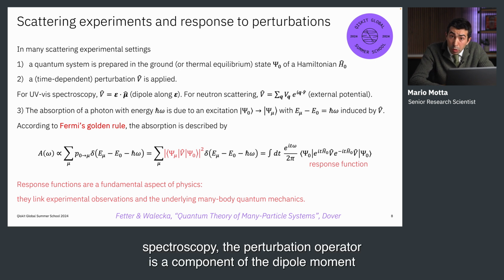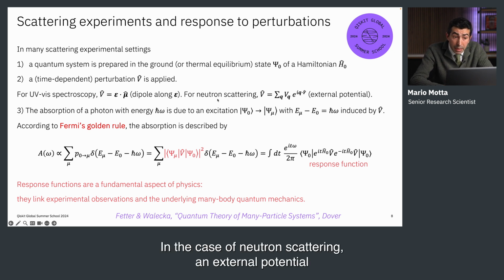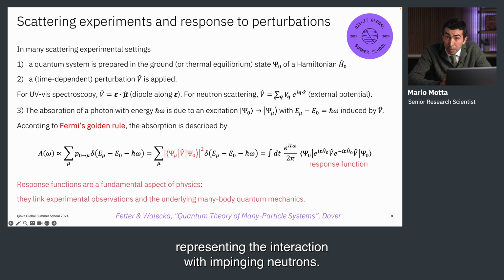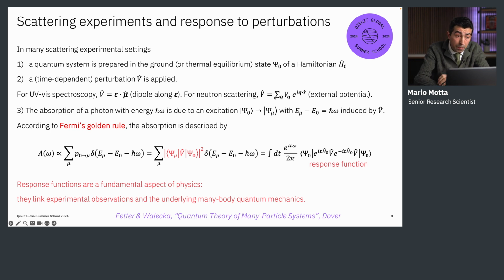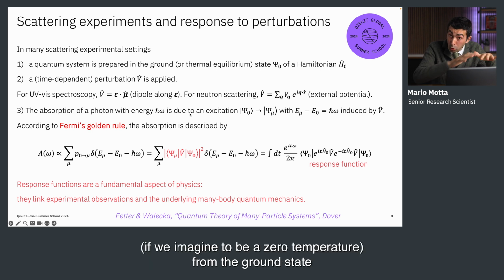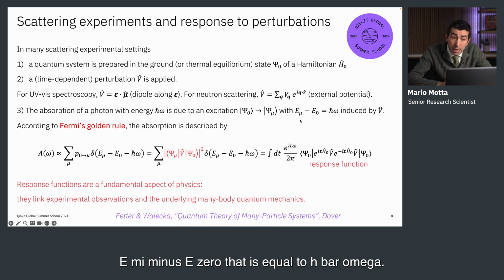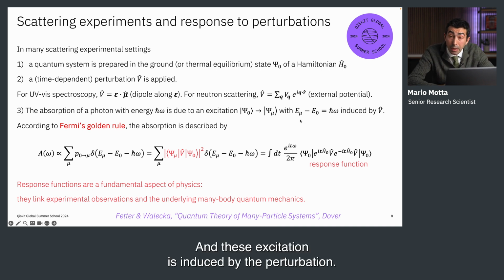In ultraviolet-visible spectroscopy, the perturbation operator is a component of the dipole moment to represent the interaction with an electric field. In the case of neutron scattering, it is an external potential representing the interaction with the impinging neutrons. The absorption of a photon in UV spectroscopy with energy h bar omega is due to some excitation, if we imagine to be at zero temperature, from the ground state psi0 to an excited state psi m, with an energy difference Em minus E0 that is equal to h bar omega. And this excitation is induced by the perturbation.